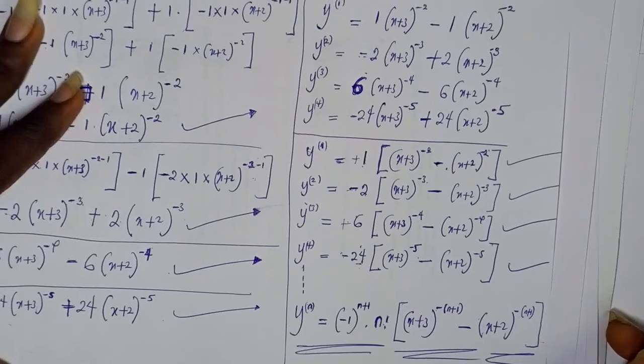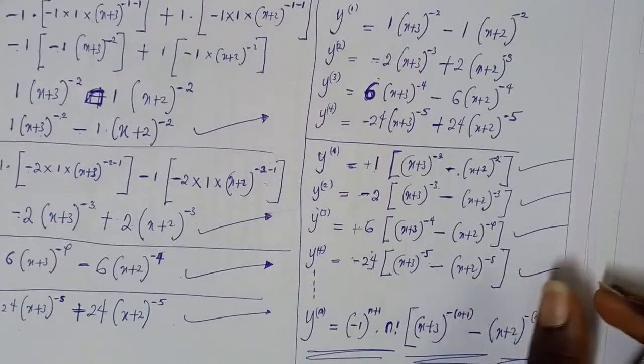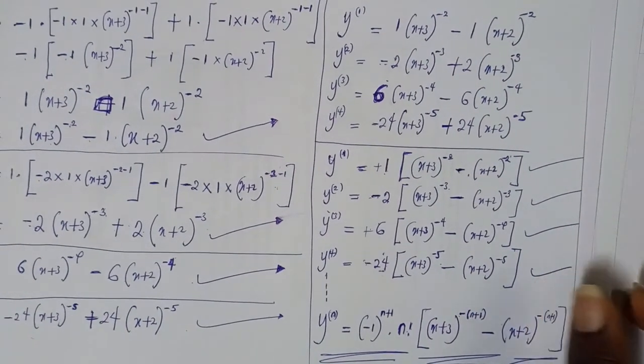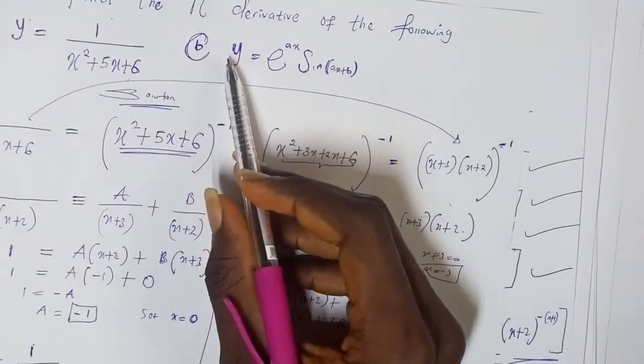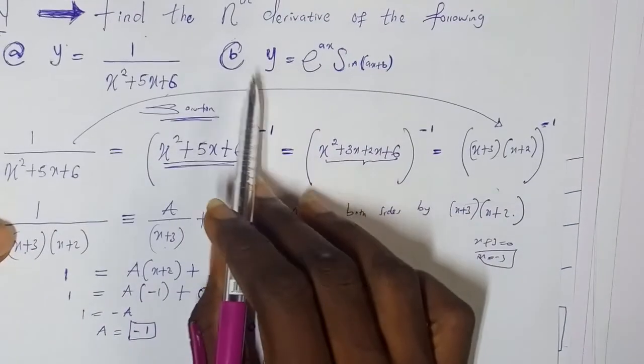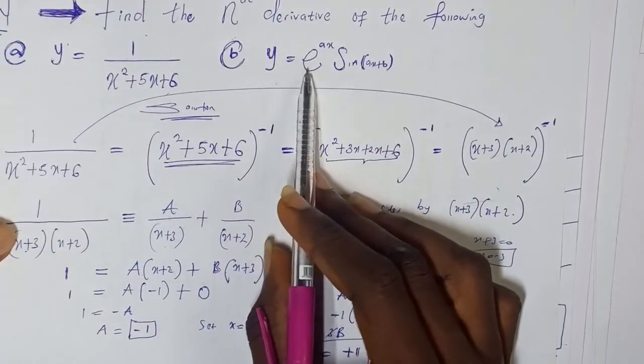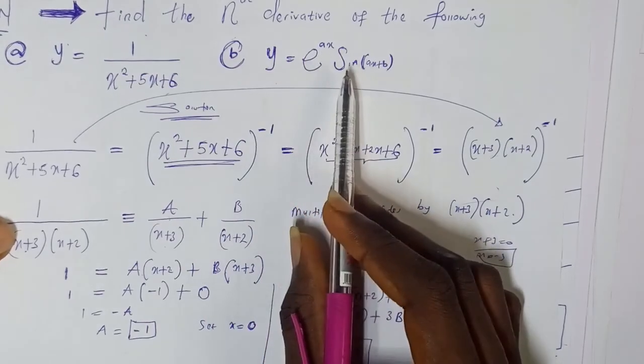Thanks for watching. For the next video, I'll try to explain how to find the nth derivative for the second question, which is y equals e raised to the power of ax, times sine of (ax plus b).